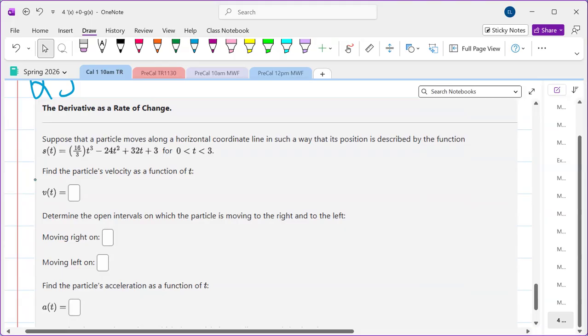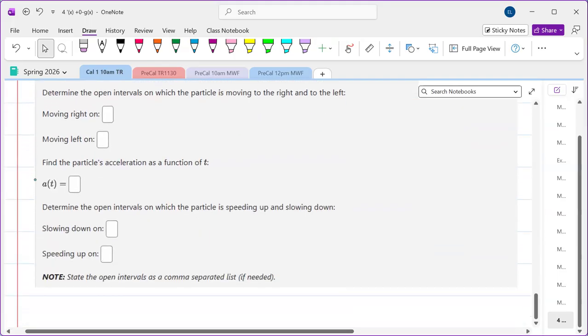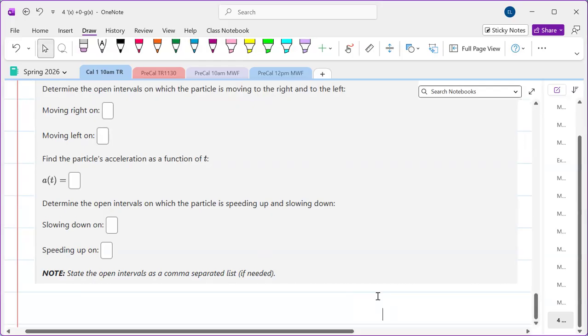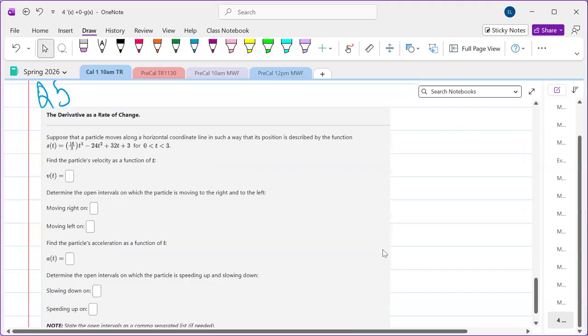So these first 3 parts, we're still going to ask on the test. What's the velocity function? What's the acceleration function? Where is it moving, right versus left? And then this asks about the intervals for where it's speeding up and slowing down. We're not going to make you do the full intervals. We're just going to ask you to figure out if it's speeding up or slowing down at one particular value, which is less work, but you still have to understand the whole speeding up and slowing down part.